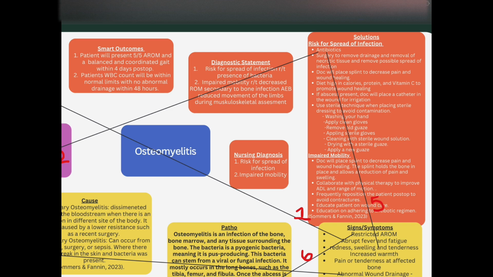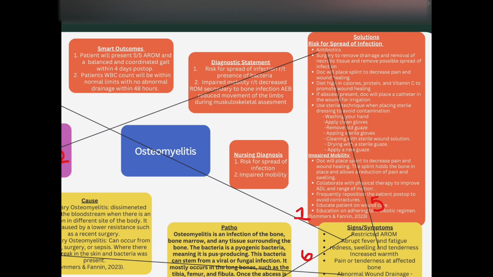Typically, post-op, the doctor will place a splint to decrease pain and promote wound healing. So this can kind of go for both of our nursing diagnoses, for the risk of the spread of infection and impaired mobility. But ultimately, the purpose of the splint is to have those screws in place of the limb, of the bones, and to make sure that it stays in place. So when the patient is moving, there's no issues, and it decreases the pain.